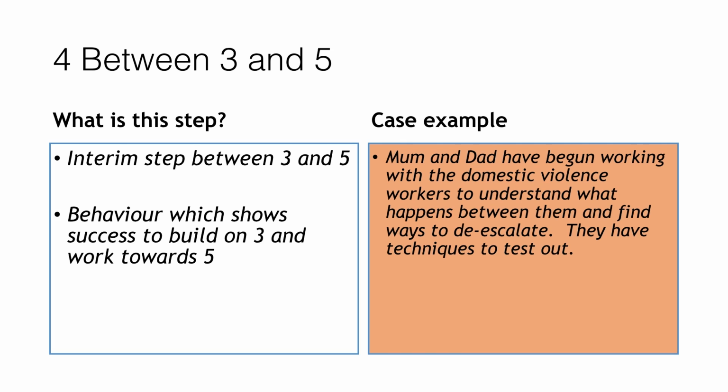This is written as Mum and Dad have begun working with the domestic violence workers to understand what happens between them and find ways to de-escalate. They have techniques to test out. In the example, step 3 is about accepting that these situations happen and to start talking about them. Step 5 is trying to change behaviour based on advice received.